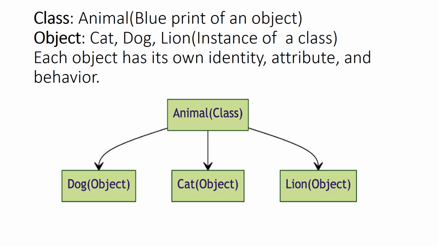Here we can go with one example. Let us consider class Animal. Class is nothing but a blueprint of an object. Objects are cat, dog, lion. An object is nothing but an instance of a class, that means an occurrence of a class. So each occurred object has its own identity, attribute, and behavior.